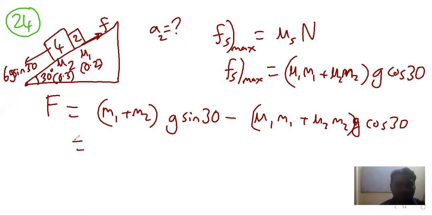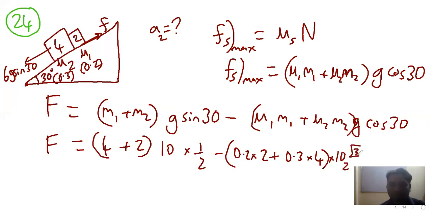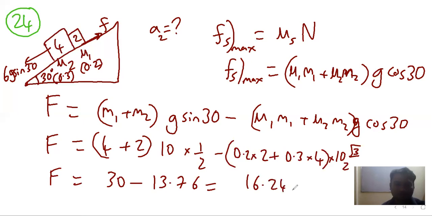So let us calculate the value. m1 is 4, m2 is 2, g is 10, sine 30 is half. Mu1 is for the 4 kg block, which is 0.2. You can take any one. So let us take mu1 as 0.2 into m1 plus mu2 as 0.3 into m2, into g cos 30, which is root 3 by 2. This is the value of the applied force. On calculation, this will come out to be 30 minus 13.76. Let us do that calculation as homework. So this will come out to be 16.24 Newton.